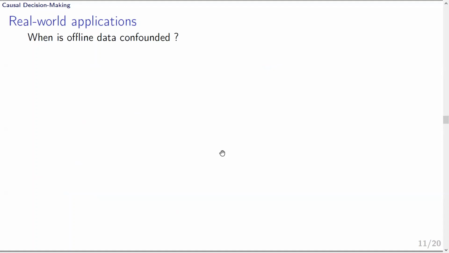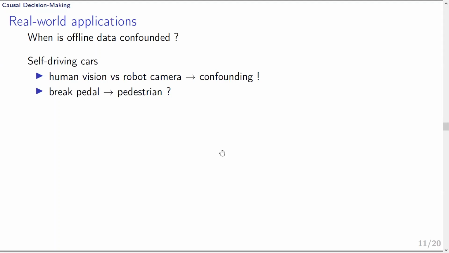So to illustrate, this was a toy example, but there are actually many real-world applications where it makes sense. So the question is, when is offline data in reinforcement learning confounded? It might happen in some situations. Think about self-driving cars. You collect data from human people driving a car.